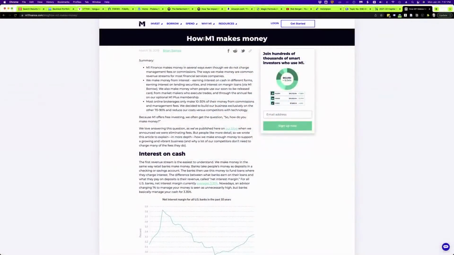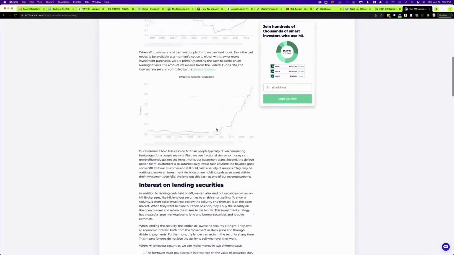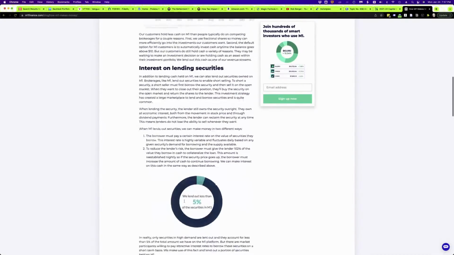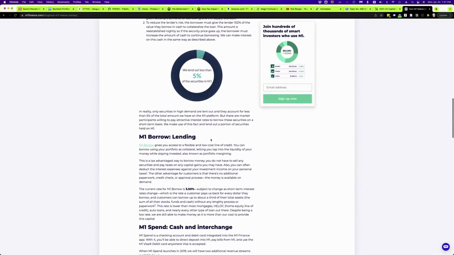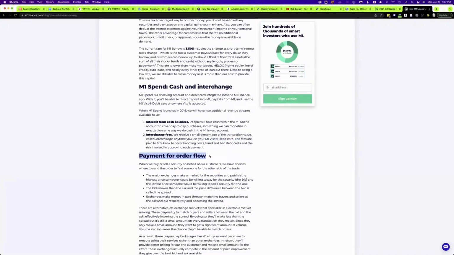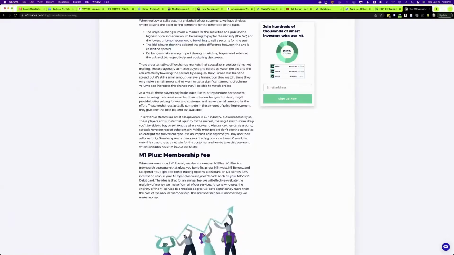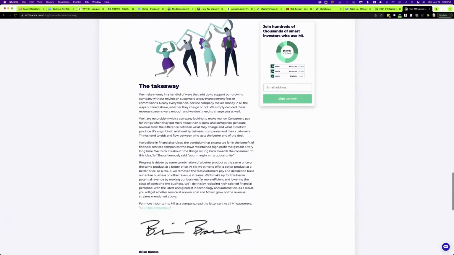Well, they make money a couple different ways. But we can Google it. You can Google anything. And here it is, this is from M1 itself. Interest on cash, right? Interest on lending, because they lend, right? M1 Borrow, more lending. Interchange fees, right? Because they have their M1 Visa debit card. Payment for order flow. That was the whole thing that got everyone up in arms over Robinhood. Oh, and they have M1 Plus, which has a membership fee. There you go. Whether they're going to survive, I don't know.